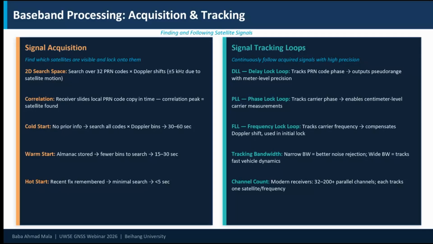For tracking bandwidth, better noise rejection equals a narrow bandwidth, and tracking fast vehicle dynamics equals a wide bandwidth.